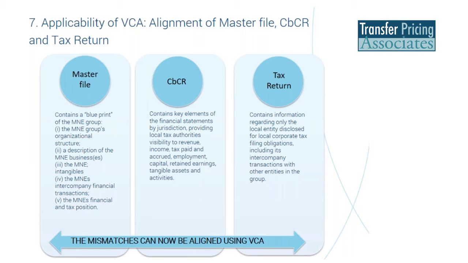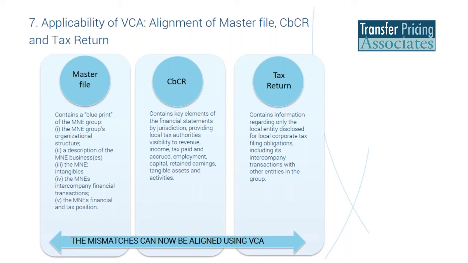Thanks, Margie. Now, in the next slide, we have three layers of documentation, and we say master file, CBCR, and tax return. But I would say that in today's environment, we have five layers of documentation where we will also add local file, and I will also add local forms. And for a tax inspector, the initial documents which they will be looking at to decide on taking the audit case will basically be country by country reporting and tax return. That is, they will be the initial documents which they will be looking at to form their judgment.